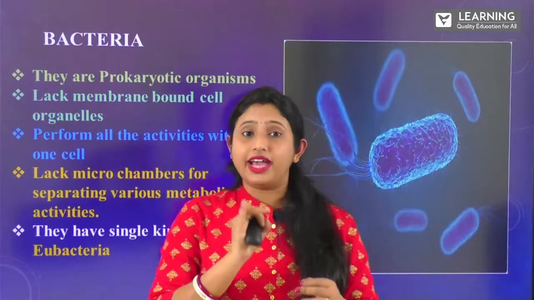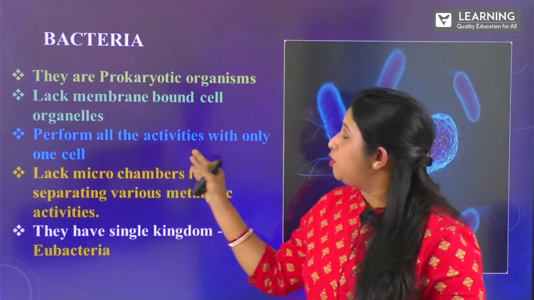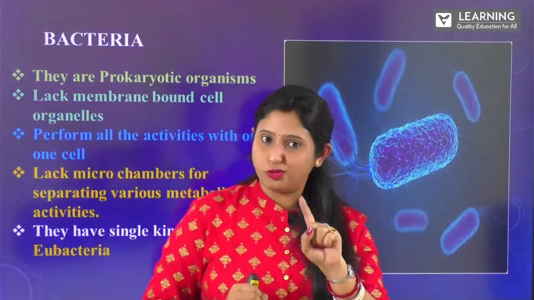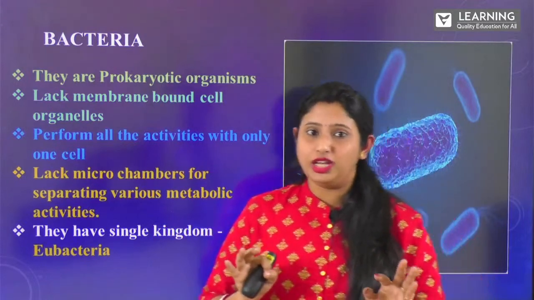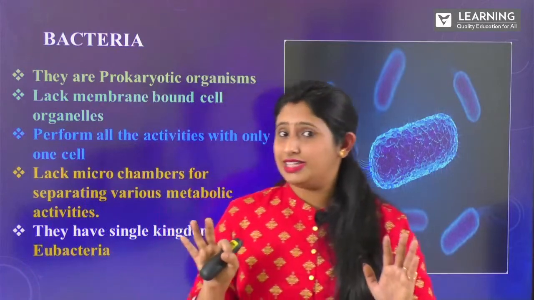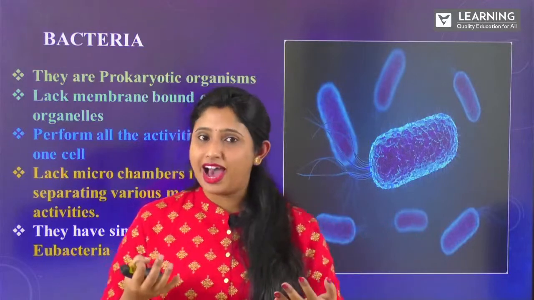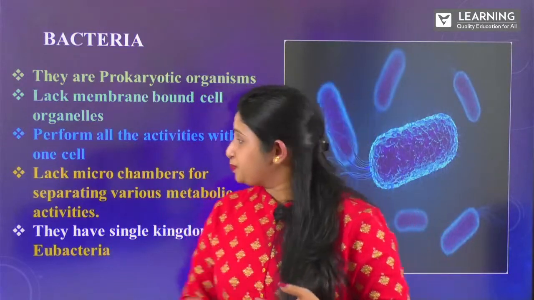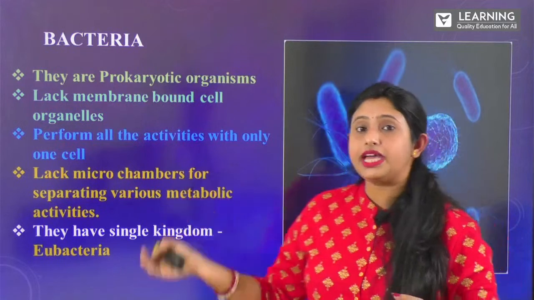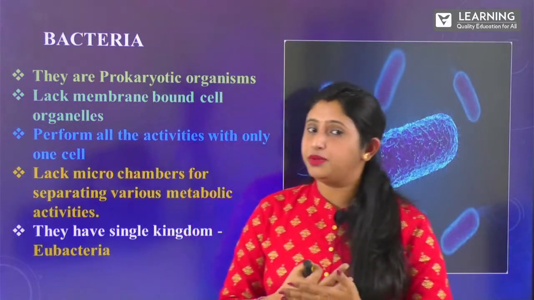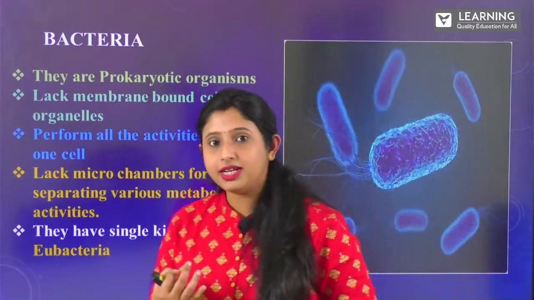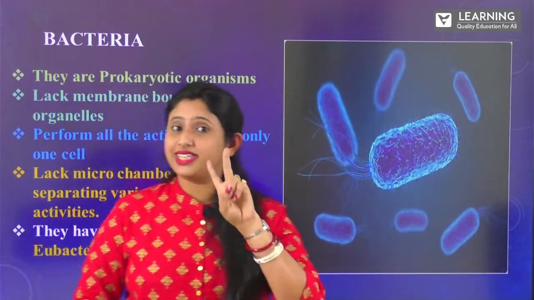Next is they also have naked DNA. And they perform all activities with only one cell. So they have only one cell and also only one chromosome. So everything they will perform with that only, like respiration, excretion, digestion, everything they will do with only one cell. Like we humans, we are multicellular, right? We have many cells. Next is they lack the microchambers for separating various metabolic activities. And they have a single kingdom that is known as eubacteria. Is that clear? So that is all about bacteria, which is the second domain.